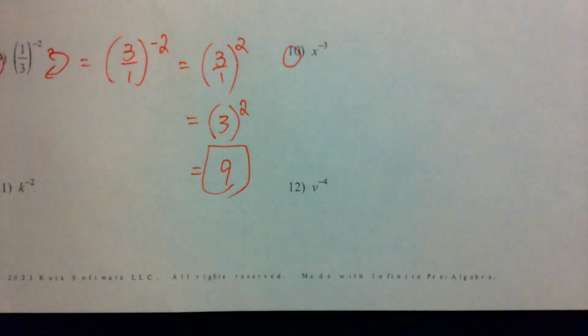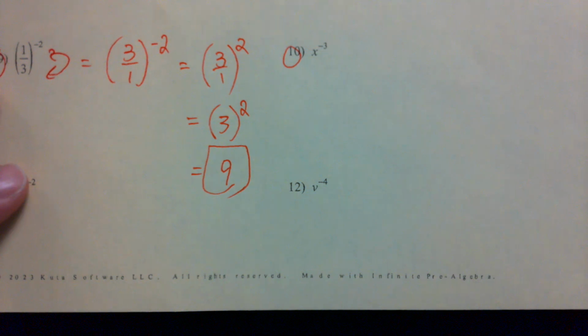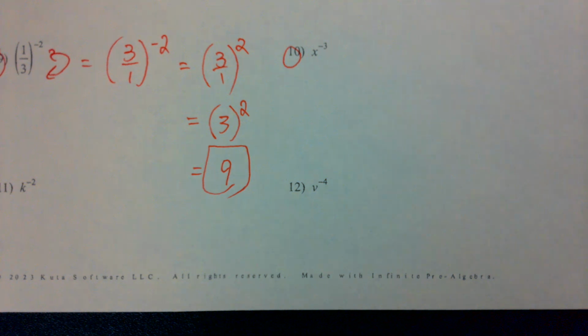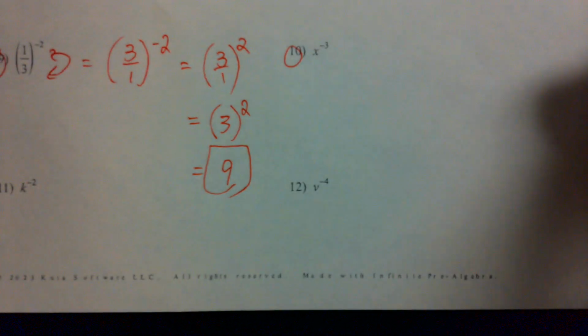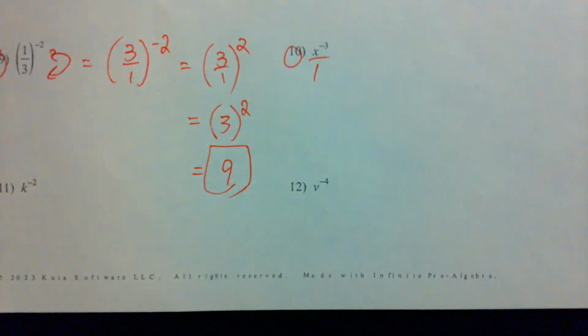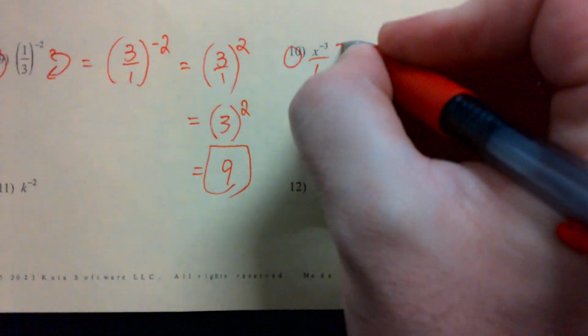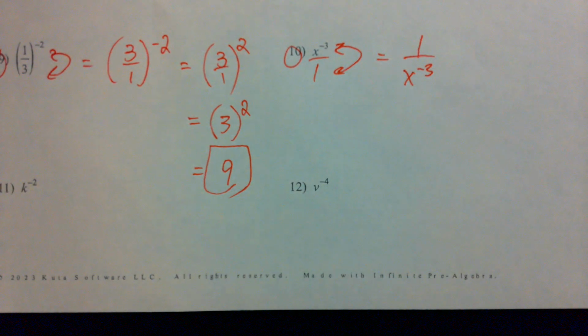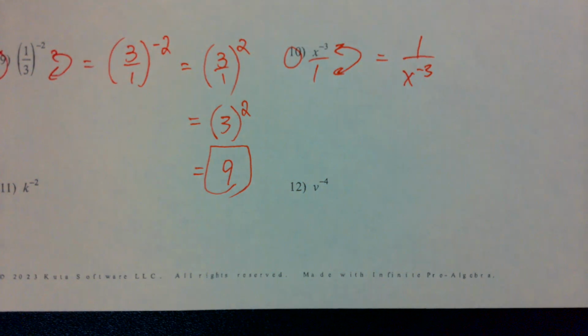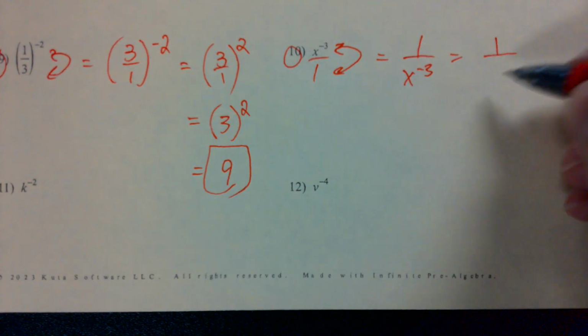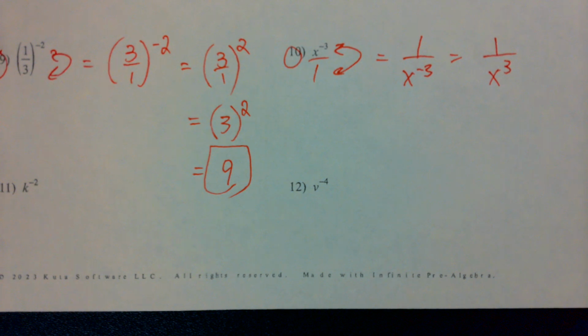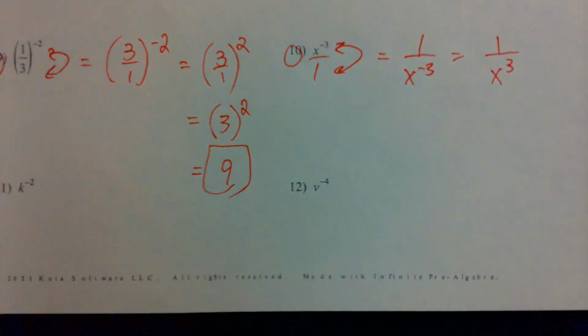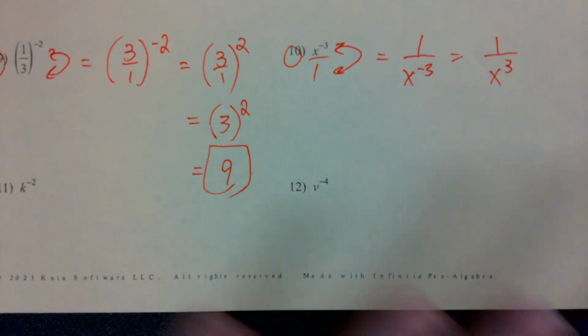Okay? Now, number 10, we've got a negative x to the negative third power. Even though we have a variable instead of a number as our base, we're going to follow steps 1 through 4 exactly the same way. Put it over 1. That's step 1. Then flip it. Flip it over. 1 over x to the negative 3. What do I do with my exponent one last time? Turn it into a positive. Thank you. And now my step 4 is to evaluate the exponent, right?